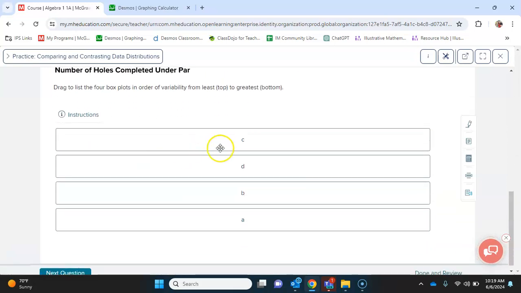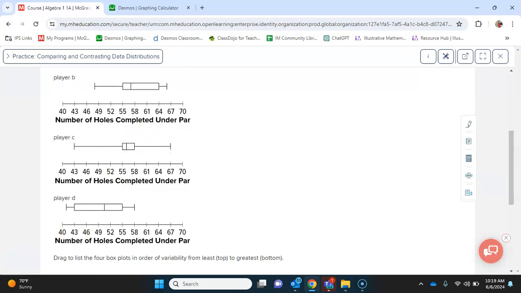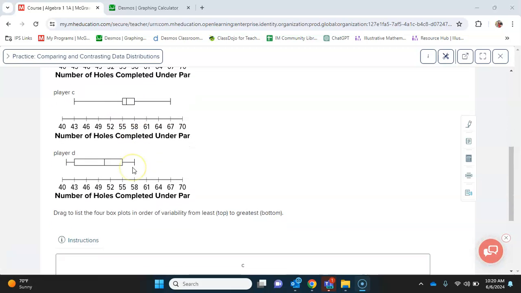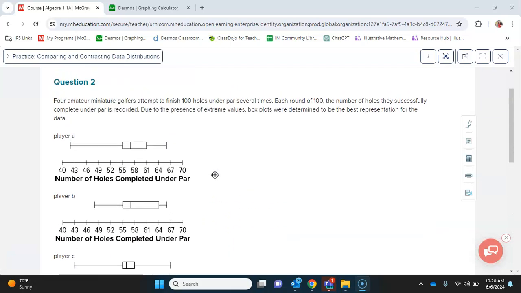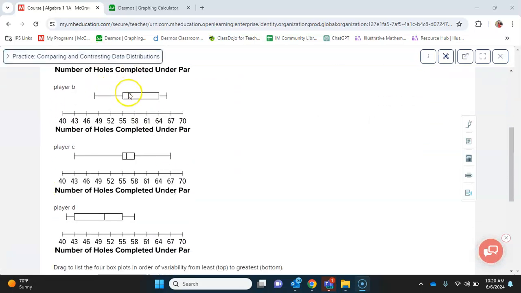So I say C is where it's correct. Oopsies, I accidentally said player C was the biggest. I meant smallest. So I say C is correctly where it is. So we're ignoring the whiskers right here. So we're trying to figure out which box is bigger. If it's smaller, it's more up, while bottom is greatest.